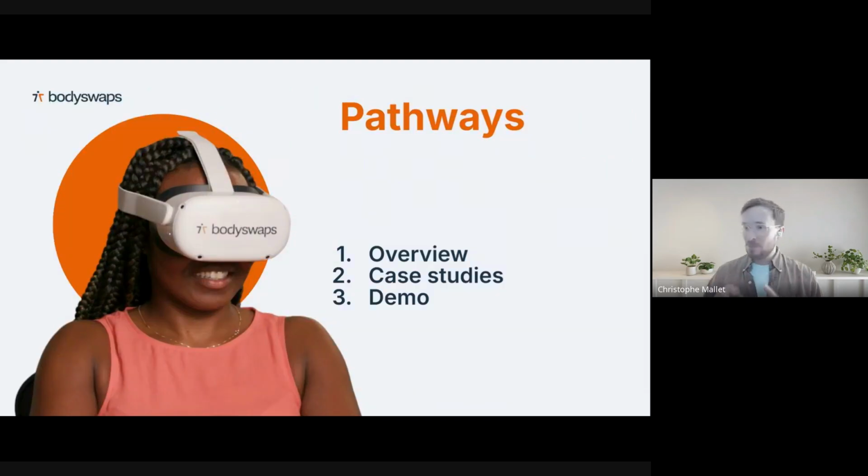To do this, we're splitting today's webinar into three. First, I'll start to give you an overview of the pathway, where they came from, and how they work.